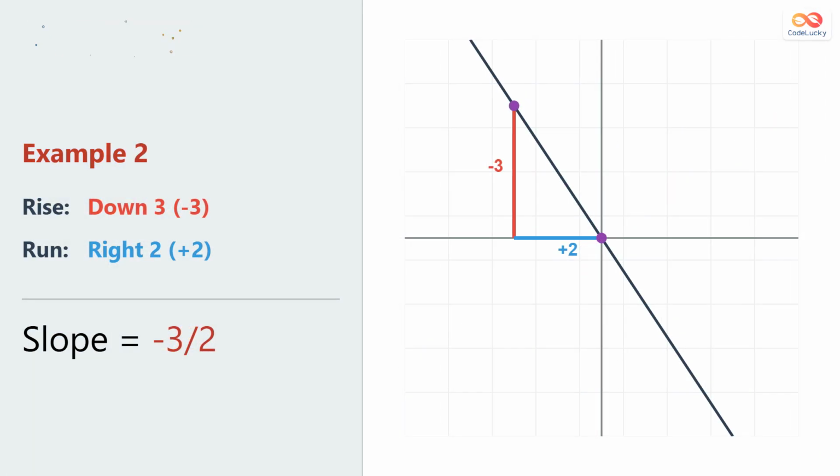Now let's try a line that goes down. Starting from the left point, to get to the level of the right point, I have to go down 3 squares. Since I went down, my rise is negative 3. Then I count right 2 squares. My slope is negative 3 divided by 2, or negative 3 halves.